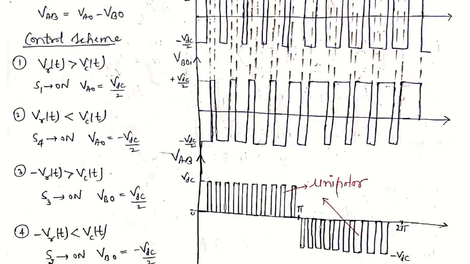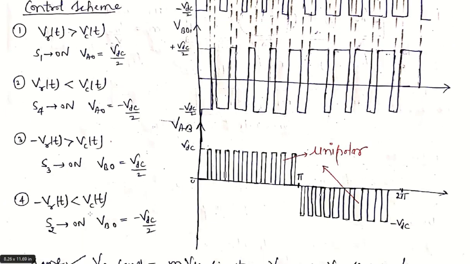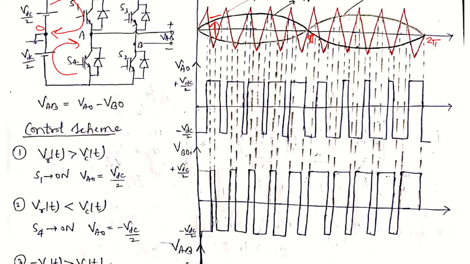And again, if minus VR of t is less than VC of t, then switch S2 will be closed and VB naught equals minus VDC by 2. So in the negative cycle we will compare and generate pulses for the switches S3 and S2, and these are the pulses, square in nature. Or we will simply draw VB naught by shifting VA naught by 180 degrees. So if we shift this waveform by 180 degrees, we can easily obtain this waveform of VB naught having amplitude plus VDC by 2 and minus VDC by 2.